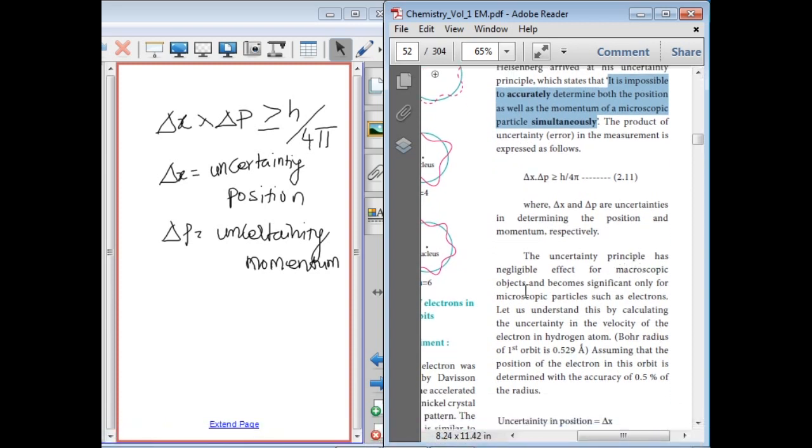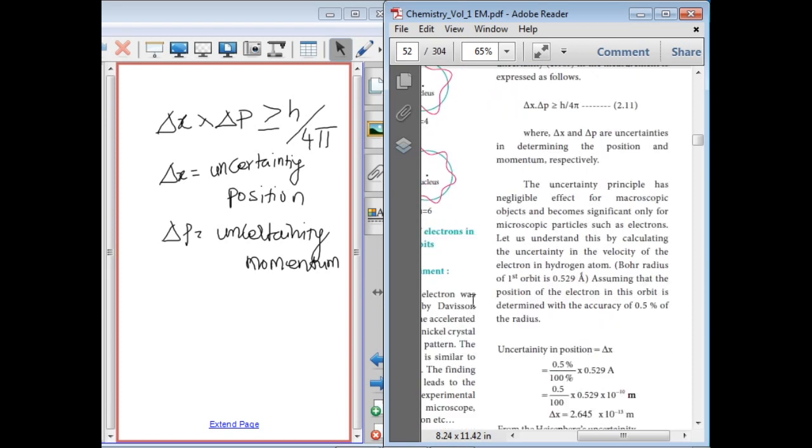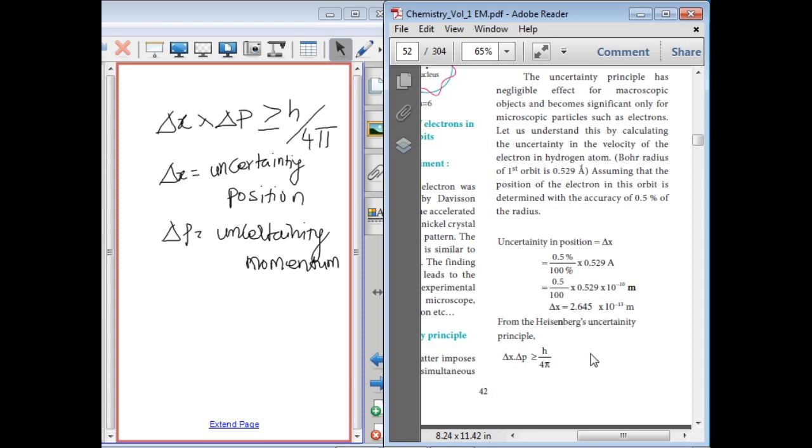The uncertainty principle has a negligible effect for a macroscopic object. Macroscopic means a larger particle. It becomes significant only for microscopic particles such as electrons, protons, neutrons. So the next problem, to understand this: calculate the uncertainty in the velocity of the electron in a hydrogen atom, assuming that the position of the electron in this orbit is determined with an accuracy of 0.5% of the radius.